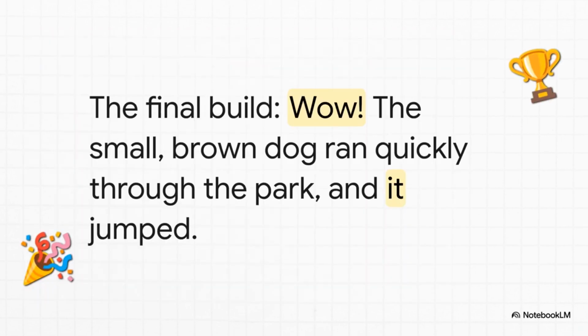and repetitive. And here it is, our final build. Okay, first notice that word right at the beginning. Wow. That's our eighth and final block, the interjection. It's just a short, standalone word that expresses a sudden feeling or emotion. Then look at the very end. And it jumped. The pronoun it just slides in there to replace dog. And there you go. All eight of our blocks working together to create one complete, detailed thought.